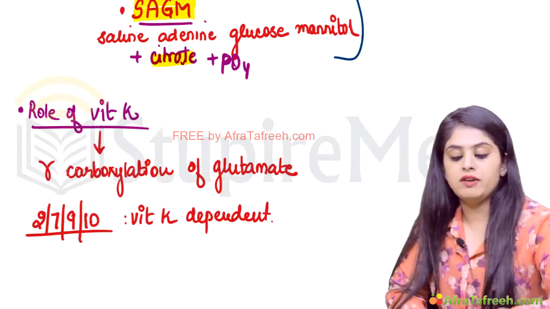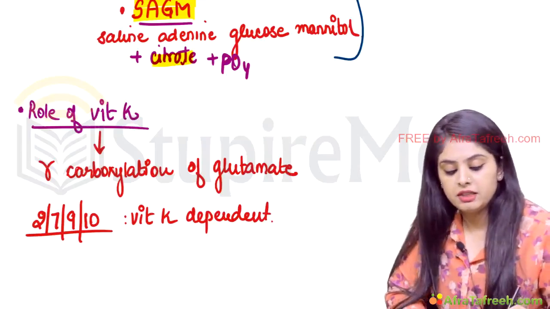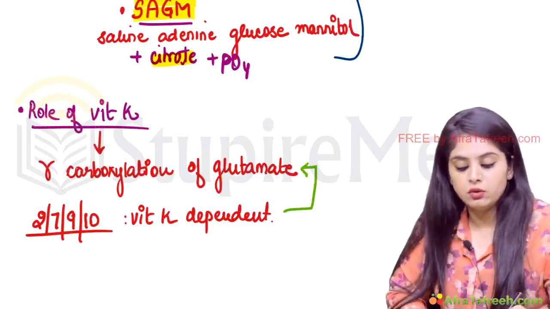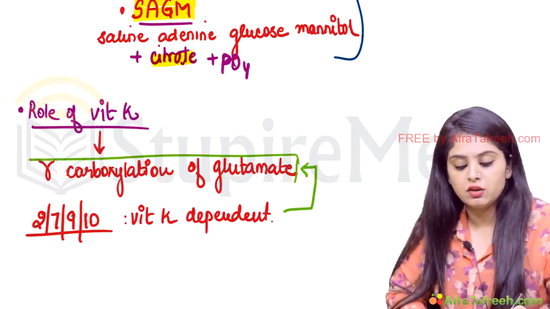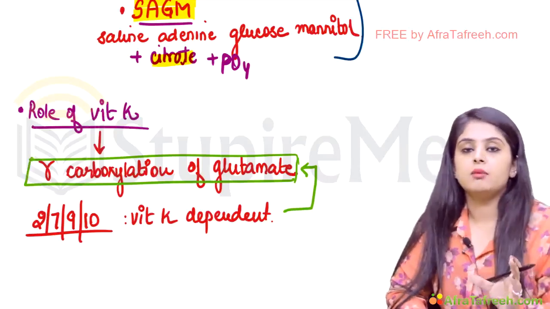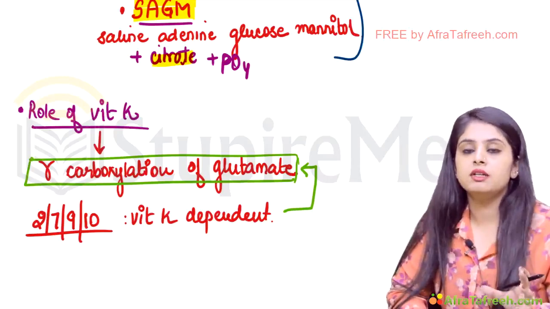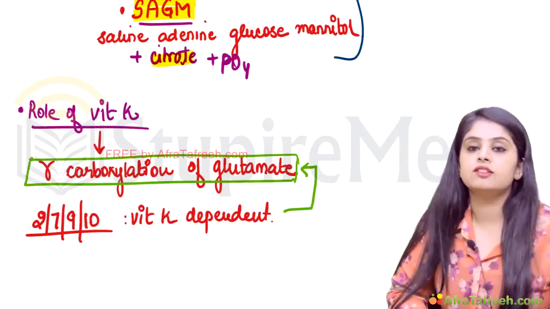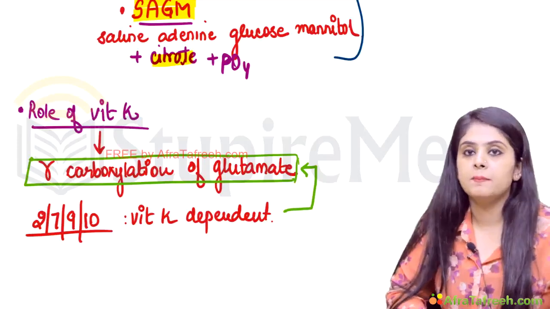How are they dependent on vitamin K? Because vitamin K is needed for the gamma carboxylation of the glutamate residues in these clotting factors. So, vitamin K is needed for the gamma carboxylation of glutamate in factors 2, 7, 9 and 10. That is the role of vitamin K.